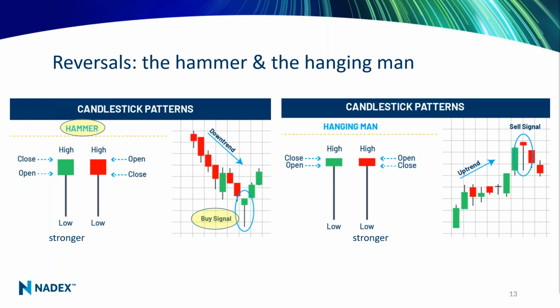All right, you've got the hammer is a buy signal when you're in a downtrend, and the hanging man is a sell signal when you're in an uptrend.